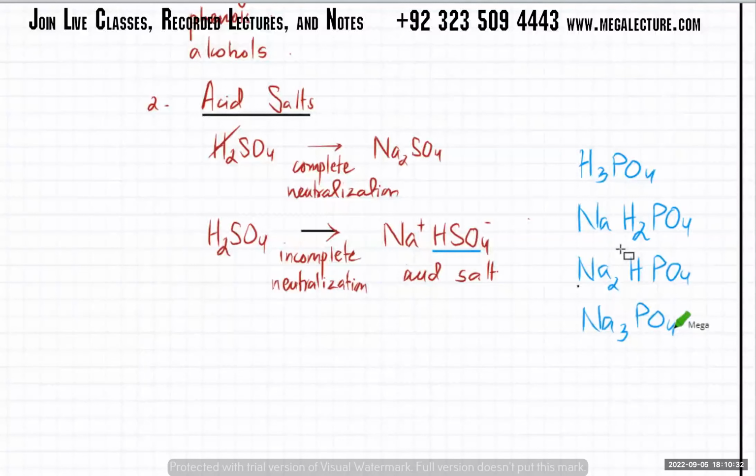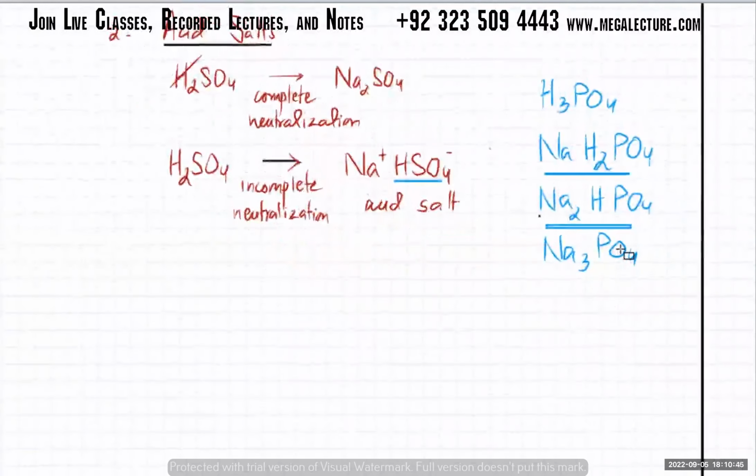Anyways, the one at the end has become completely a salt; the ones in between are acid salts. This one is an acid salt. But let's do a little deep dive into why acid salts are weak acids.